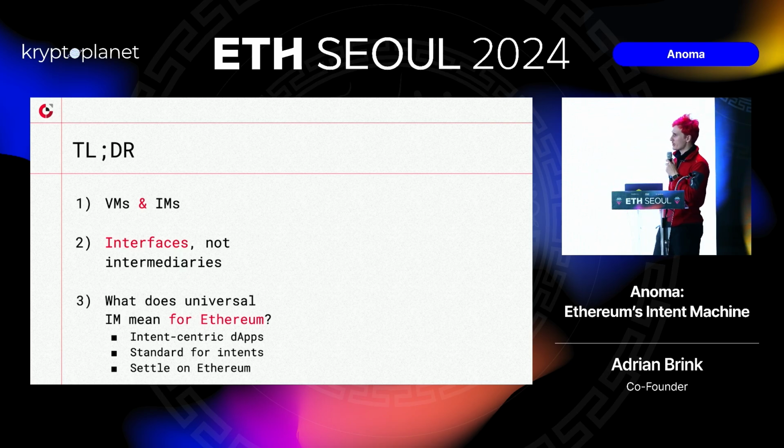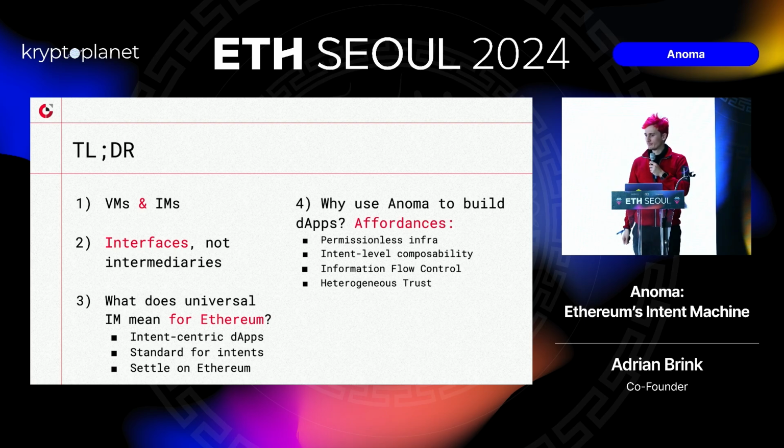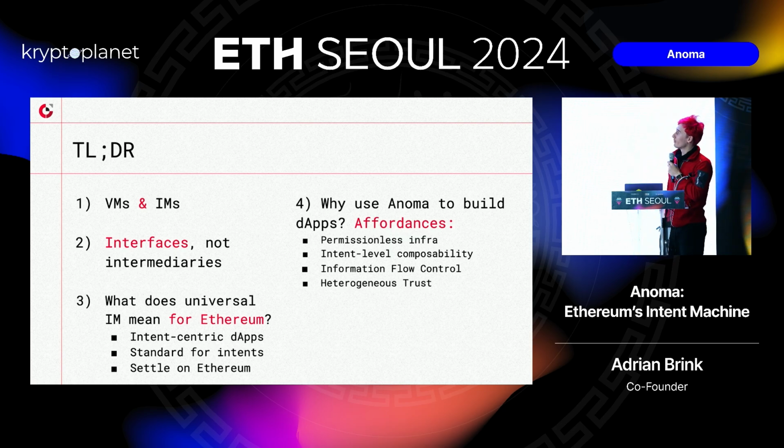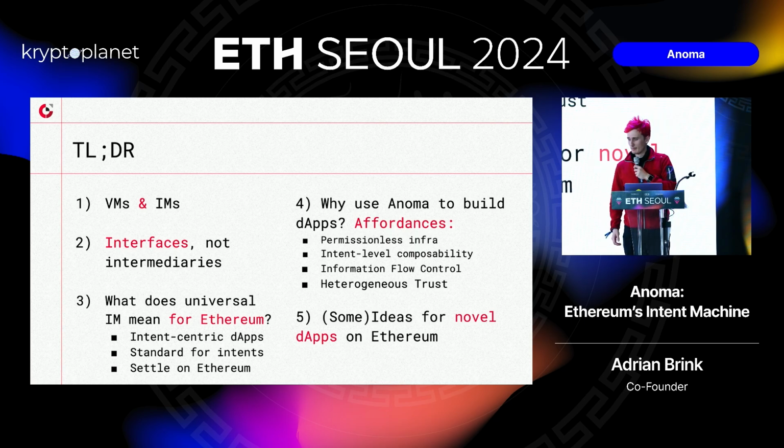What does a universal intent machine mean for Ethereum? It means the capability to build intent-centric dapps. It provides a standard for intents and provides the capability to settle on Ethereum. Why use Anoma as the first generalized intent machine? Well, no one has proposed a completely generalized intent machine before, and this is fully spec'd out. Besides that, you also have permissionless infrastructure, intent-level composability, intent machine-level composability, and information flow control, as well as heterogeneous trust. And then we spoke about some novel dapps on Ethereum.